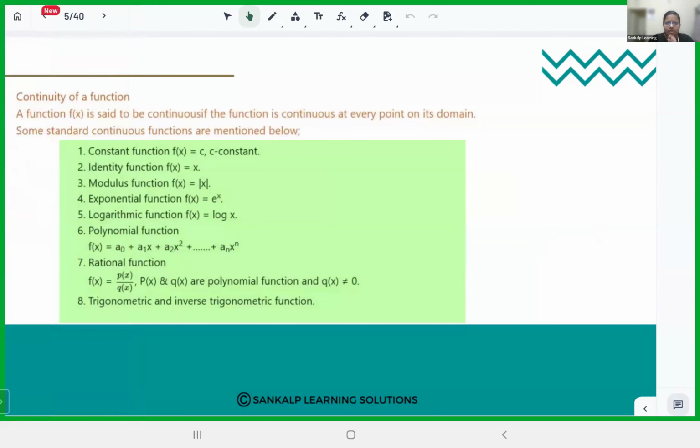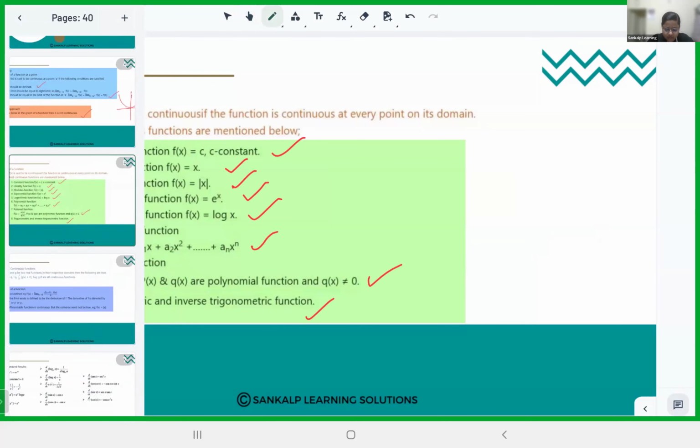Here they have given some important continuous functions. They are the constant function, identity function, modulus function, exponential function, log function, polynomial function, rational functions, and trigonometric and inverse trigonometric functions. So these functions are all continuous in their respective domains. Now we are moving on to the next topic.